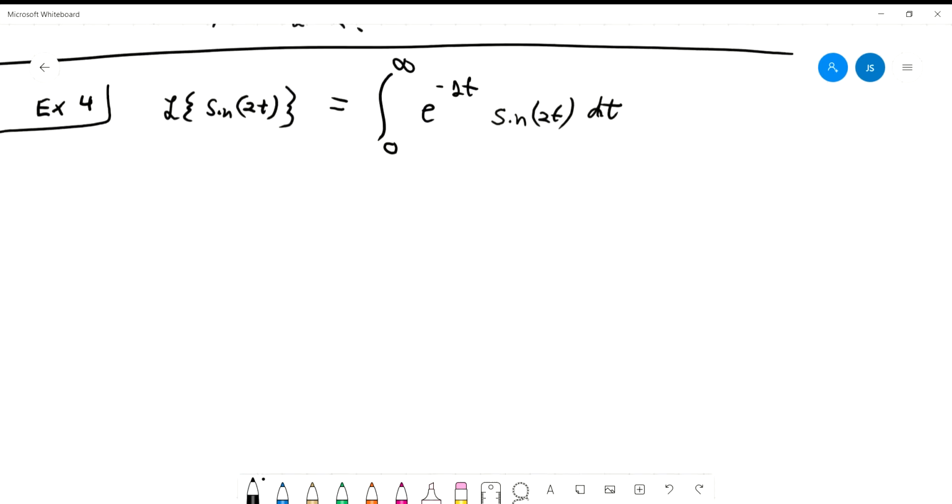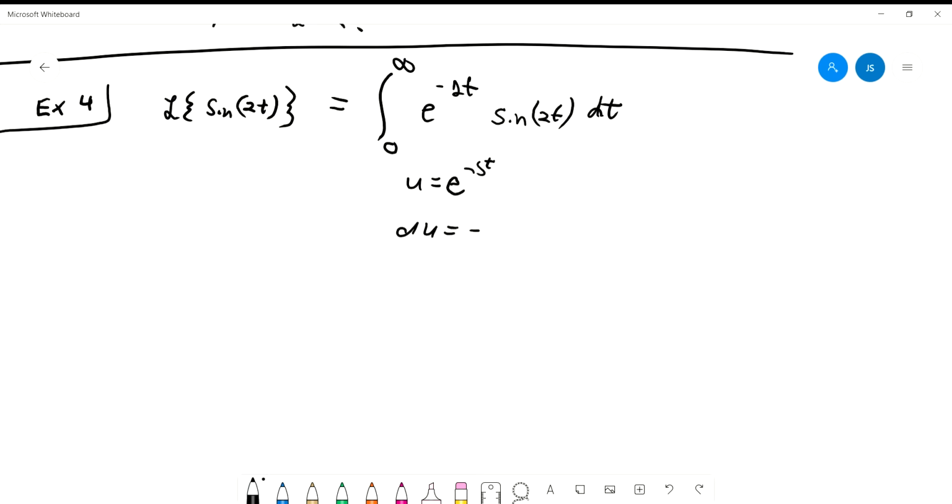And once again, we're going to do integration by parts. You might remember from your Calc 2 class that for this one, we're going to have to do integration by parts twice and then solve for it algebraically. I'm not sure whether it's slightly easier to integrate sine than to integrate e to the minus st. So we'll set it up so that u equals e to the minus st.